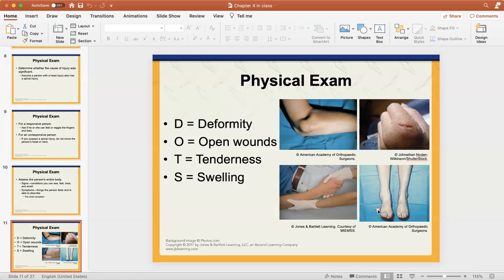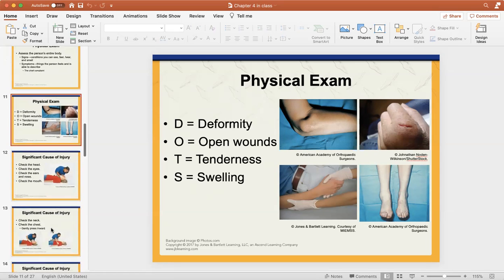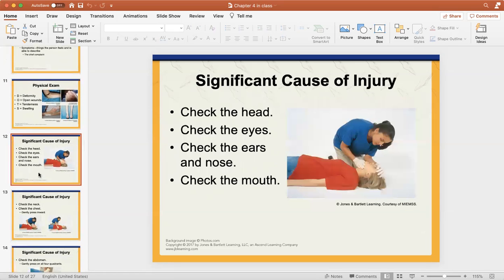Or we're looking for things like swelling. Like you can see the lateral side of this individual's ankle is swollen, indicating that they may have broken their ankle or torn ligaments, something of that nature. Okay, so significant cause of injury. If you notice a significant cause of injury, you're going to look at the head.